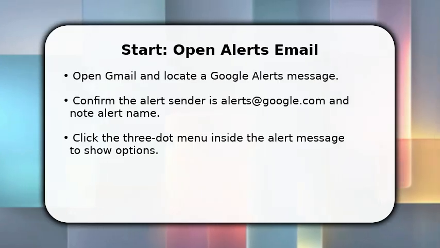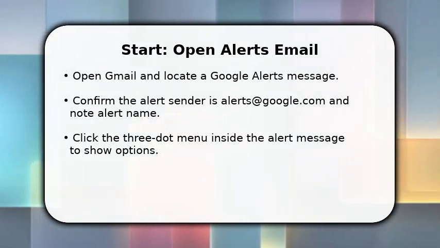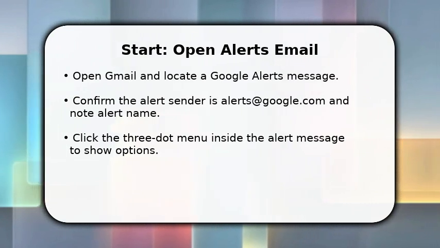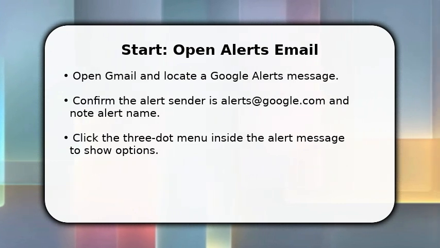You begin inside Gmail by finding a Google Alerts message. This is the fastest entry point. Once you see it, check the sender line to confirm it's alerts at Google. Calm, so you don't change other notifications.